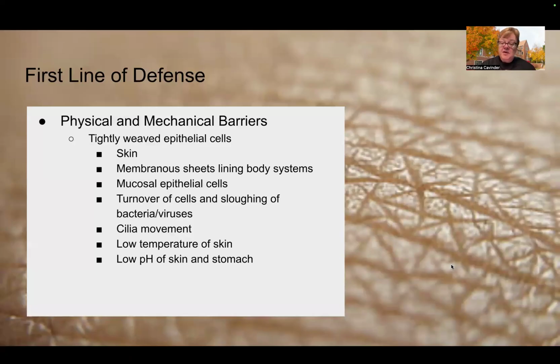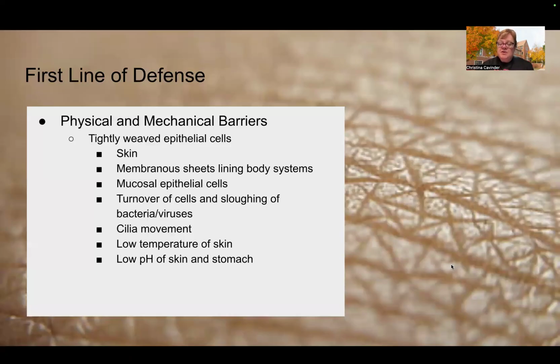We have cilia movement. So cilia is located in different places in our body. Cilia are kind of like projections of hair from cells, and they move in a wave to move things along in your body. You have that in your respiratory tract, like your nose, you have it down your respiratory tract, and that just keeps moving things away from the body.